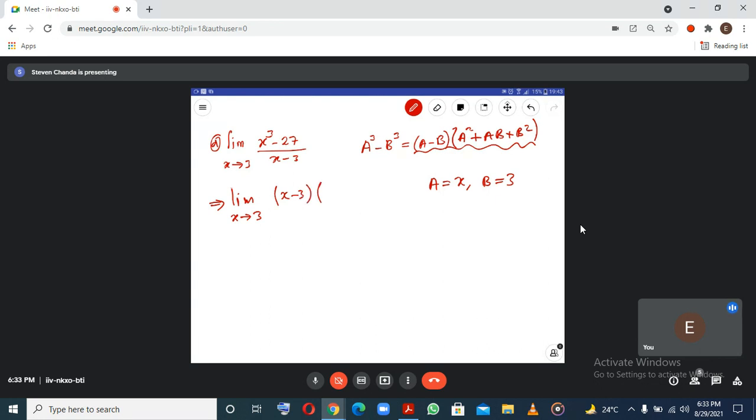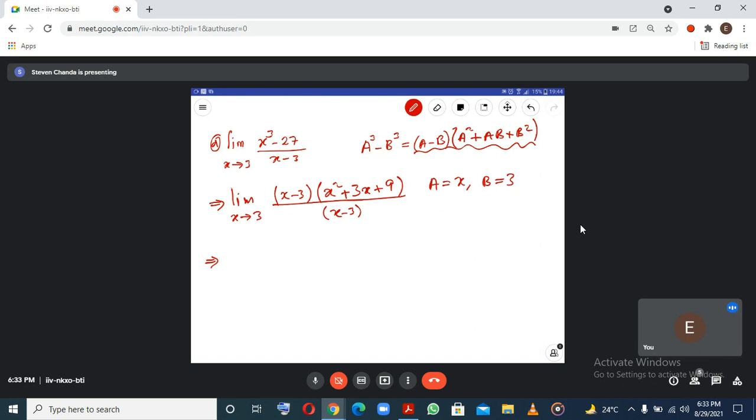So that's x, that's 3. Then that's x squared, right? Then that's b and x, so that's 3x. Then that's b squared, so that's going to be 9, isn't it? So that's about it. Then, of course, we know that the denominator remains.